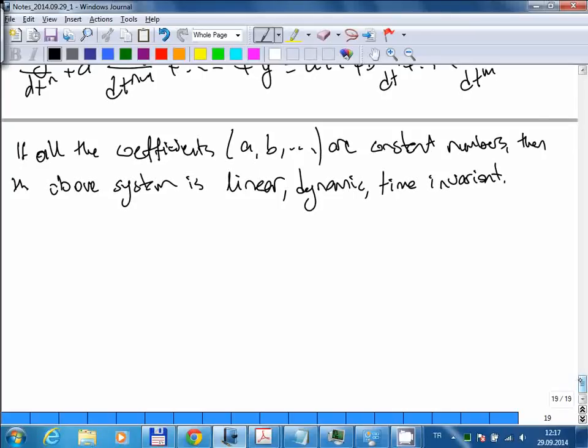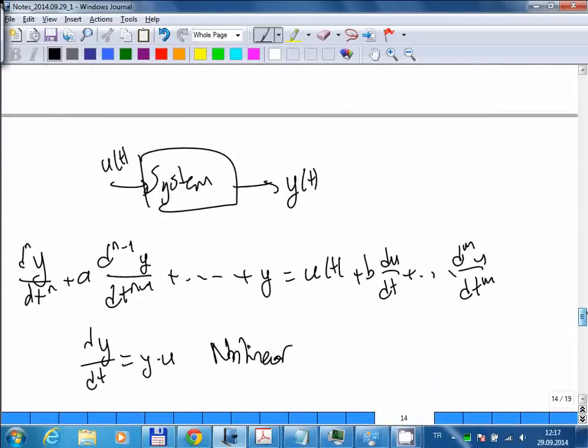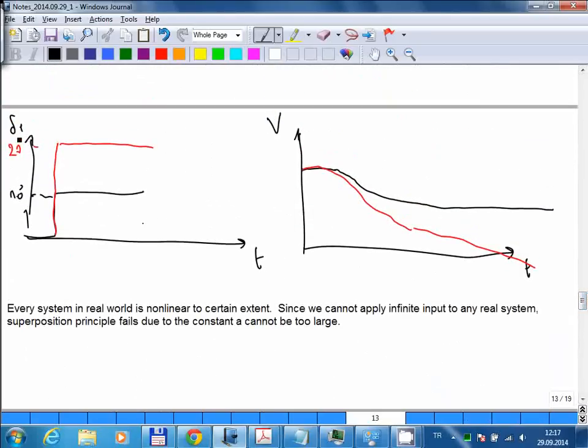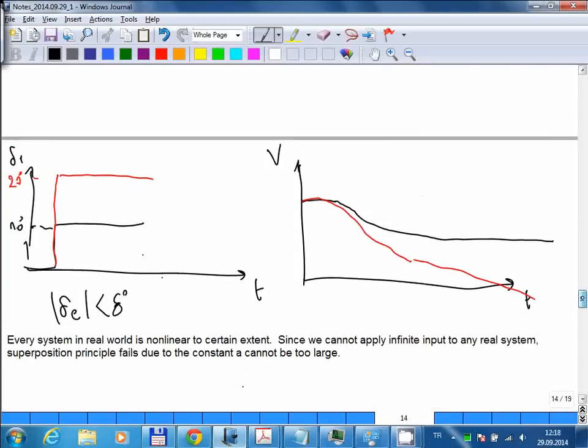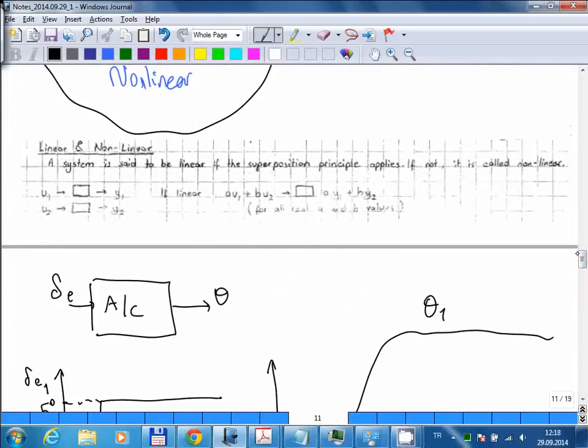So for example, if you consider the aircraft example, obviously if you start giving too much control input, your system will start behaving like a nonlinear system. But if you limit your elevator deflection to small values, then your system will behave similar to a linear system. For example, if you say that your elevator deflection angle should be less than, let's say, 5 degrees, then within that range, the superposition principle will be applicable. So if you choose these A and B coefficients such that the overall input never exceeds 5 degrees, then your system will be very similar to a linear system.